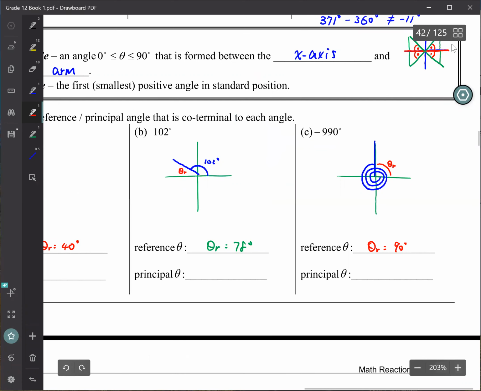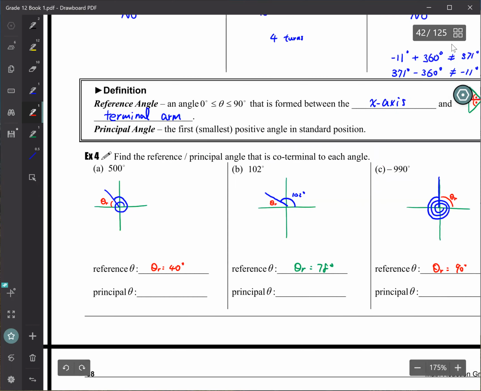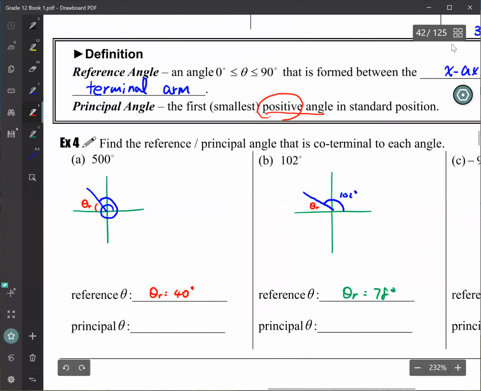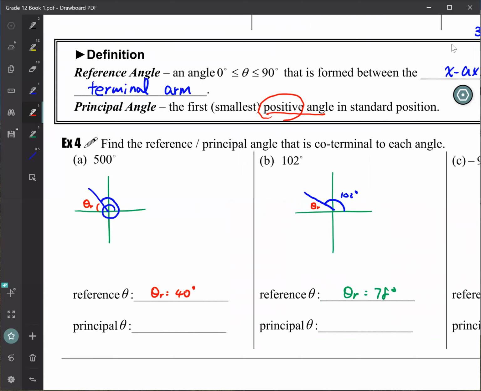Now the last thing we're going to cover is called the principal angle. The principal angle is the first positive angle in standard position. Since I mentioned positive angle, what direction do we turn? Cindy, what direction is positive? Counterclockwise. Yes, very good. So we turn counterclockwise until it hits the terminal arm. The first time that it hits it, that's called the principal angle.